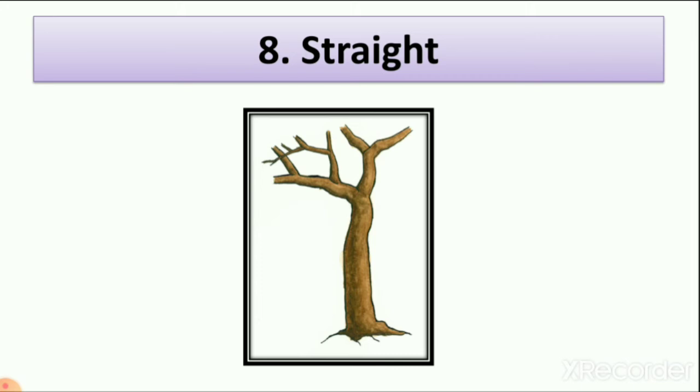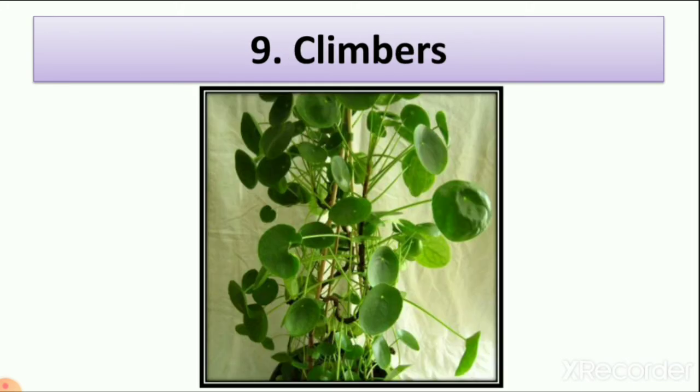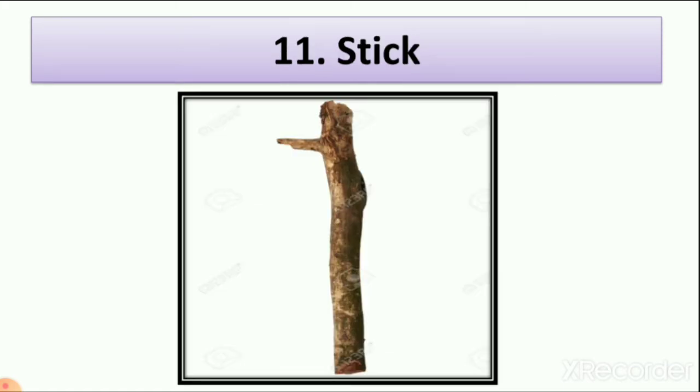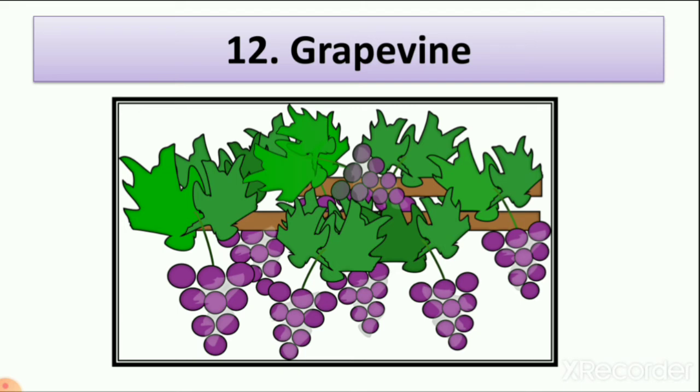Straight, climbers are the plants which are growing with the support of the wall or stick. Creepers are the type of plant which are growing along the ground. Stick, grapevine is a climber.